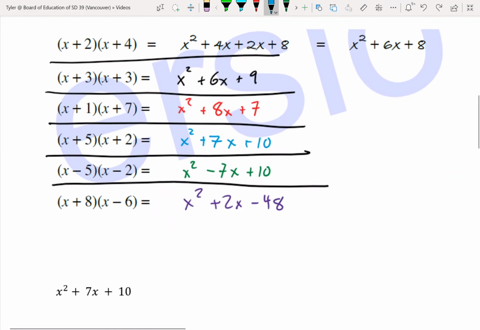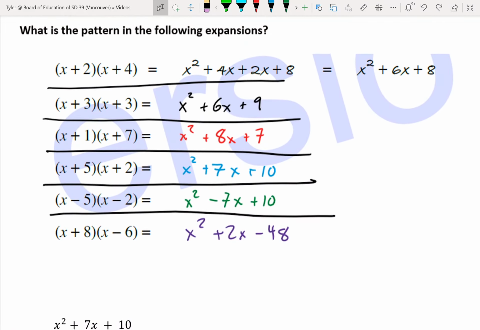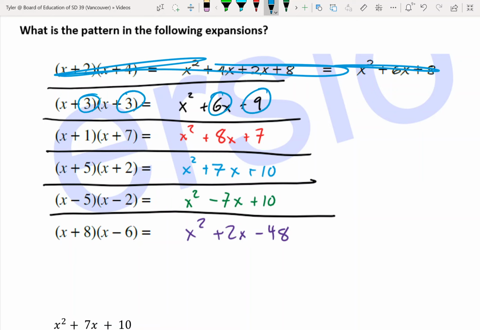So let's start with some patterns. Looking at these, let's ignore the first one, okay? When we look at these, we need to figure out how do we turn these numbers into these numbers. There's got to be some kind of a pattern. So pause the video for a sec, see if you can see a pattern between the numbers in the answer, because this is the factored form, from the B and the C values.